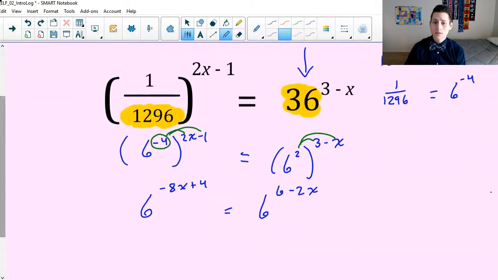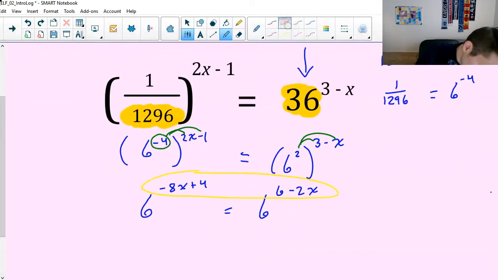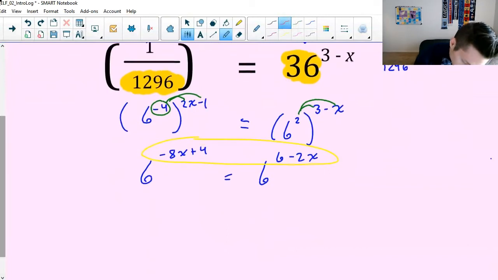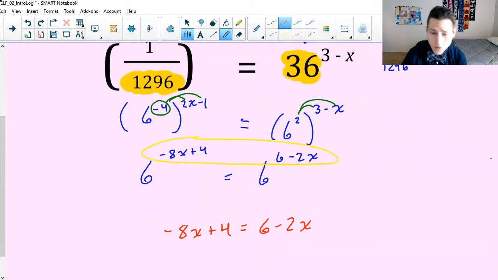And that's great because once we're here, our bases are the same. We can just forget about the bases altogether. We know we need those exponents to eventually be the same thing. So what value of x would make that the case? So let's just look at the exponents and set those equal to each other. Negative 8x plus 4 equals 6 minus 2x.